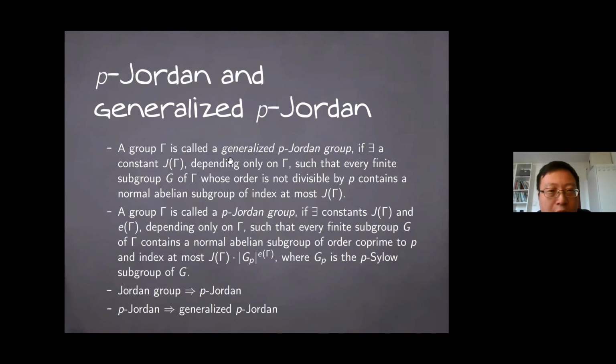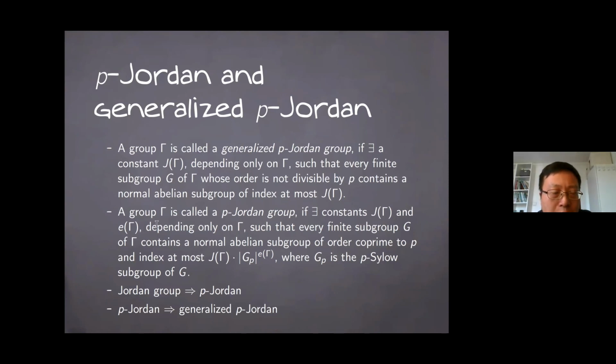So the first thing is we don't consider the P subgroup, which is called generalized P Jordan. A group gamma is generalized P Jordan if there exists a constant J depending only on gamma, such that every finite subgroup G of gamma whose order is not divisible by P contains a normal abelian subgroup of index at most J. So in this definition, we actually exclude P groups.